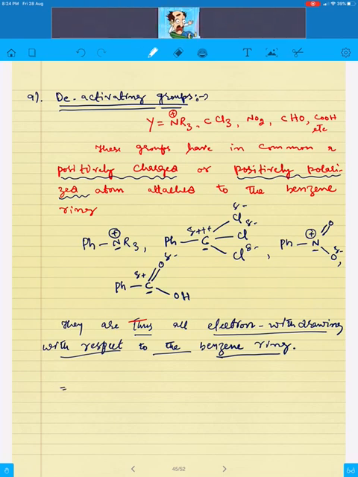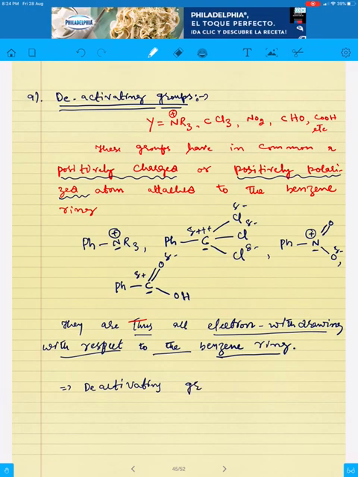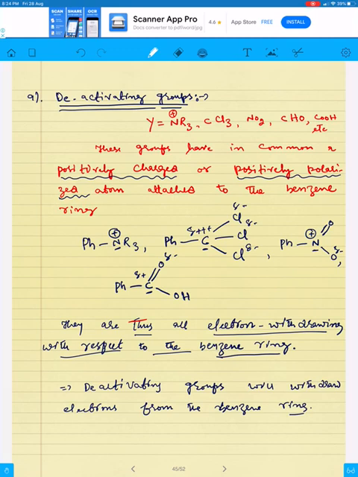Deactivating groups will withdraw electrons from the benzene nucleus, from the benzene ring, right? So when they withdraw electrons from the benzene ring, they deactivate this ring. This ring will not be easily attacked by electrophiles now. An electrophile is in search of an electron rich center, but these electron withdrawing groups make this benzene electron deficient. So how come an electrophile will attack this benzene ring? This is the reason why they are deactivating.